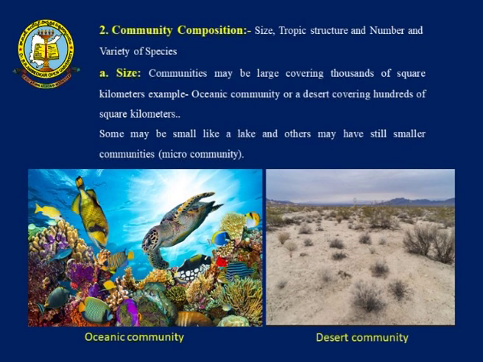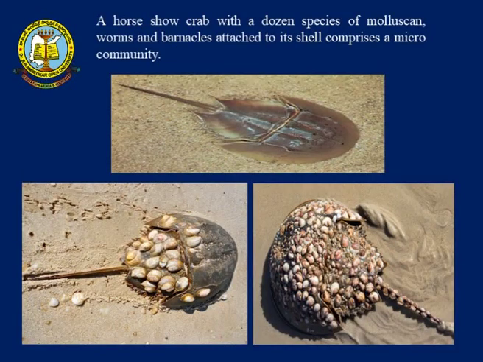A simple example is the ocean, where you have a number of communities, and in a desert community you have all the desert animals that can survive in it. Now, when you are talking about a micro environment, it can be as small as a horseshoe crab with a dozen species of molluscs and barnacles growing and attached onto its shell.